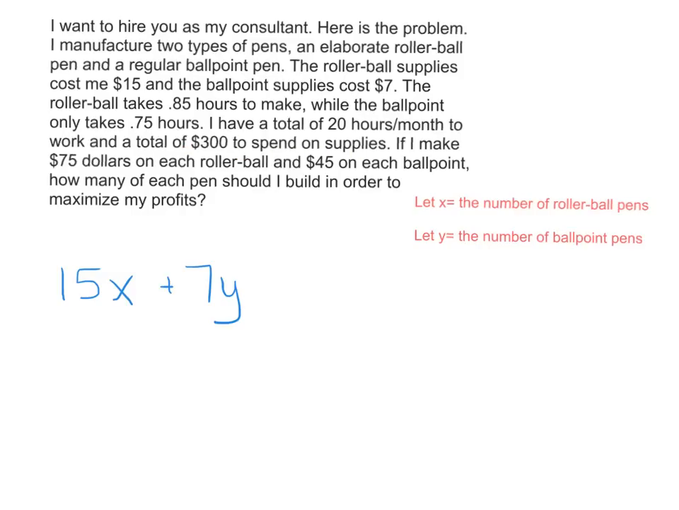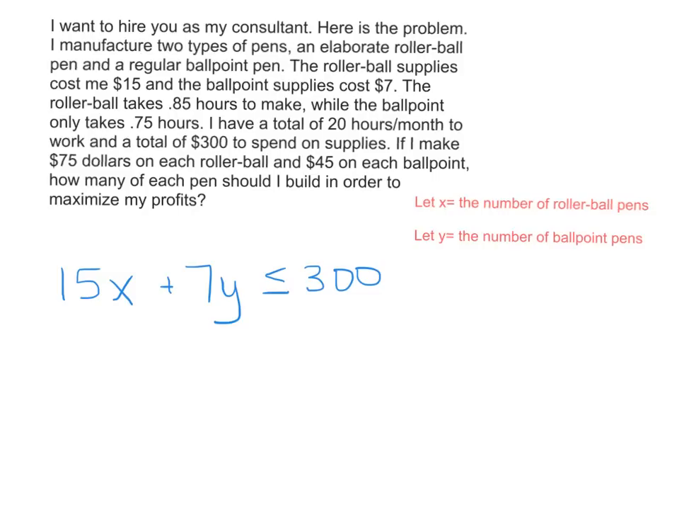And we have a total of $300 that we can spend on supplies. So ask yourself, does that mean that we can spend more than that? No, we can't spend more than that, but we can spend less than that. So we're going to make this less than or equal to $300 because we can spend less, but we definitely can't spend any more. So $300 is the maximum, but we can spend $300. So that's our first equation, or inequality.